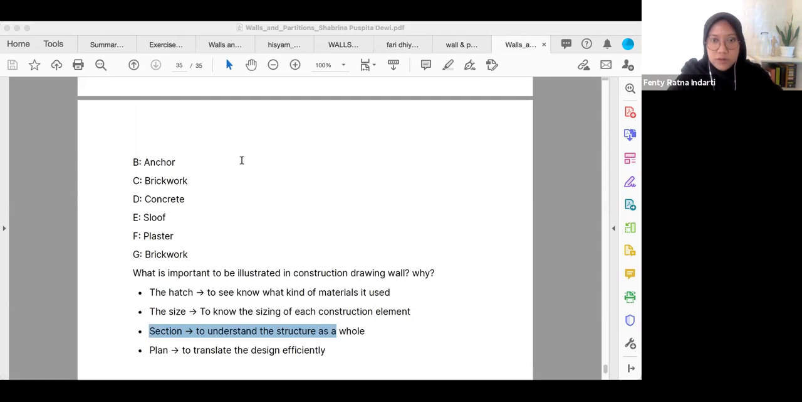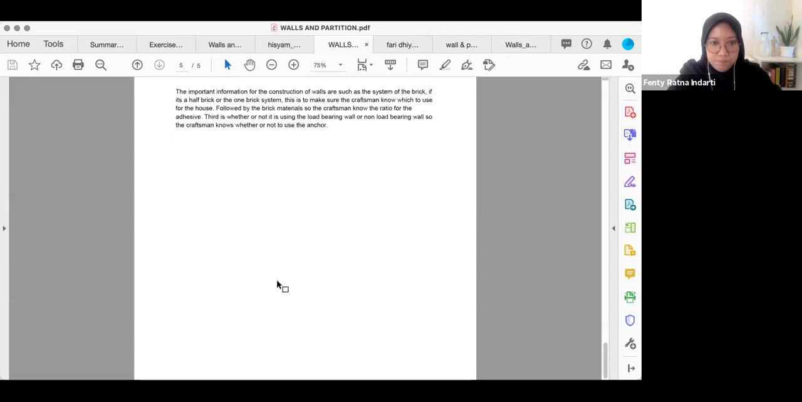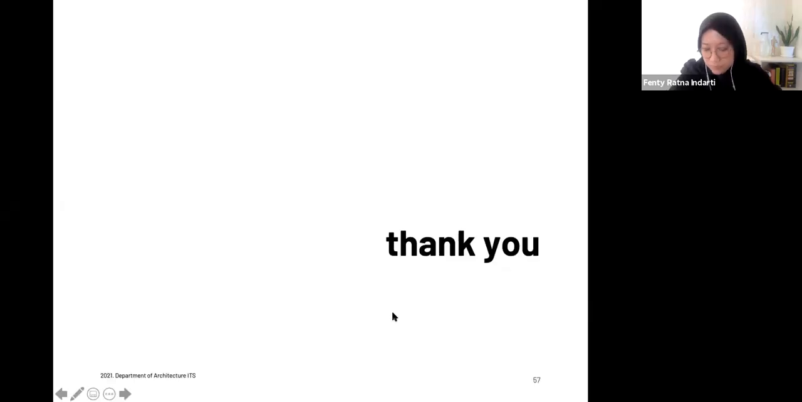Notation, dimension, clear indication of component, and also hatch. Okay. I think there are a lot of answers here. Right. So let's take a look back at these constructional drawings.